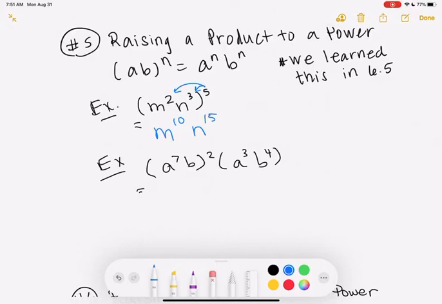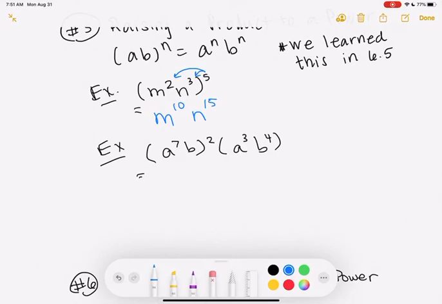That one's totally done. All right, the next one, a little bit more work going on here. Let me get that 2 in there first. So I'm going to have a to the 7 times 2 is 14, b squared, a cubed, b to the 4th, because that second set of parentheses isn't doing anything for us.